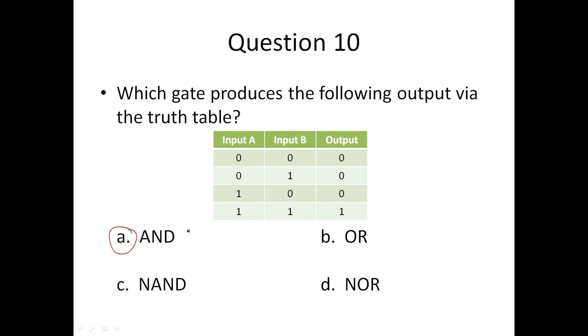Which gate produces the following output via the truth table? It is the AND gate. Remember, we look at the AND gate as the multiplier gate because 0 times 0 is 0, 0 times 1 is 0, 1 times 0 is 0, and 1 times 1 will give you 1. So that is how you remember it. So the AND gate it is.